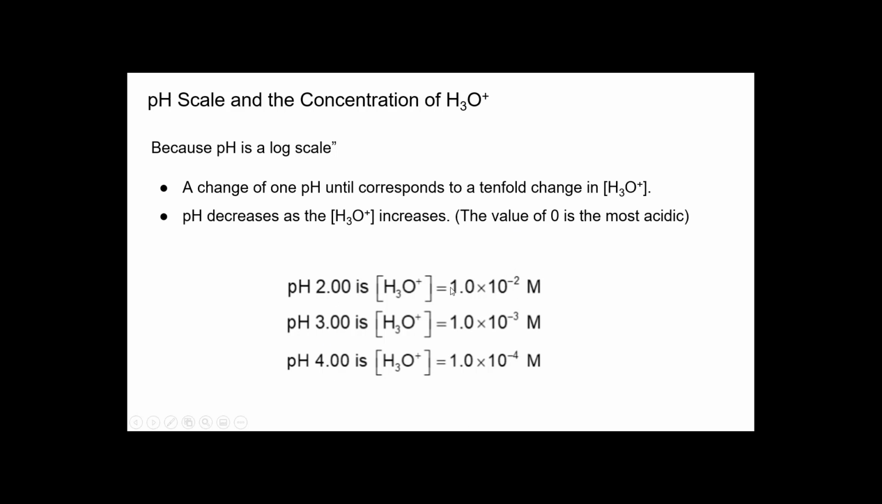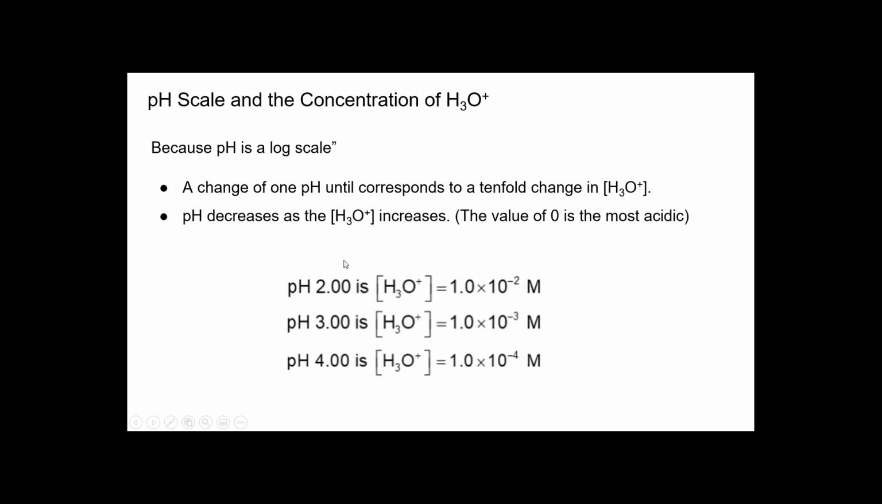But this will show you 1, 2, 3. I'm going to show sig figs. 1, 2, 3. So a pH here is 1.0 times 10 to the negative 2. This is 10 to the negative 3. This is 10 to the negative 4. pH decreases as the hydronium concentration increases.